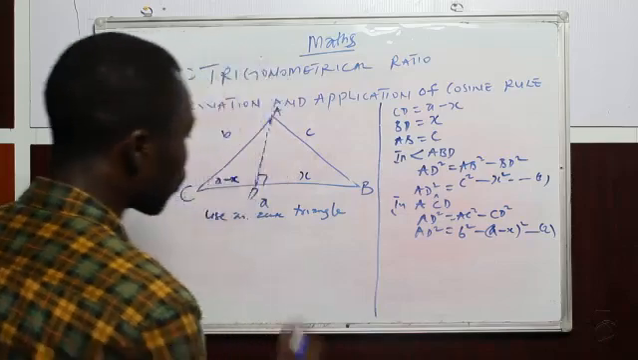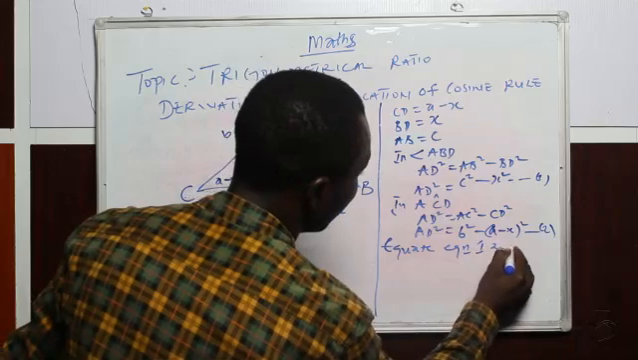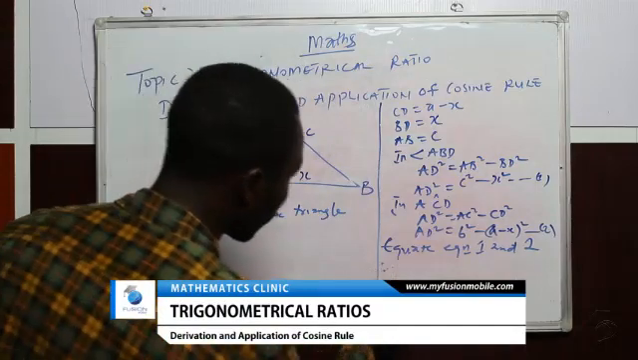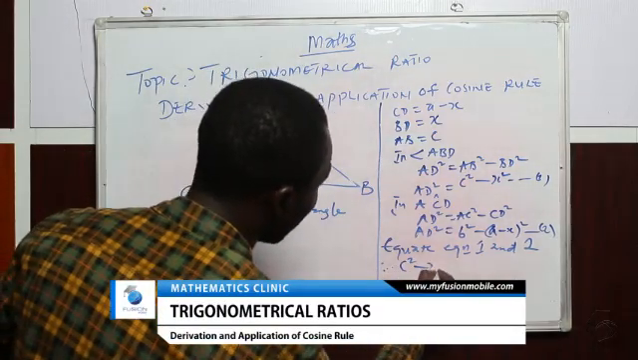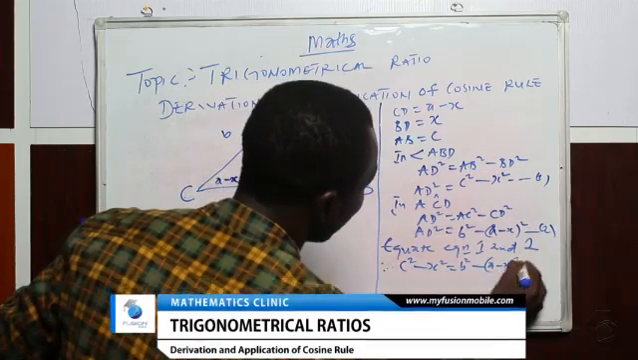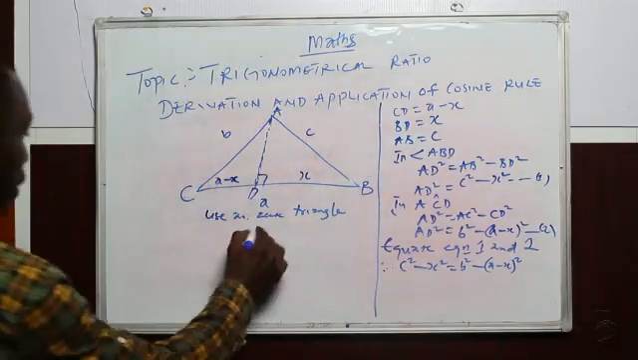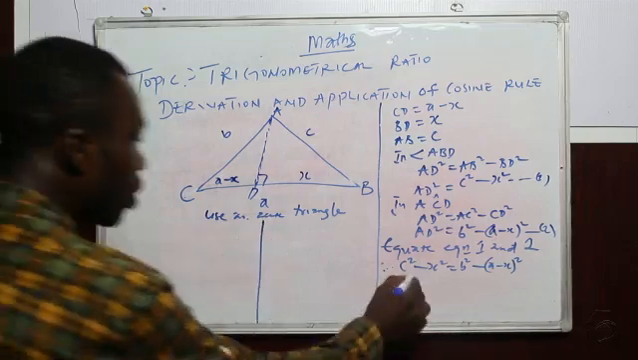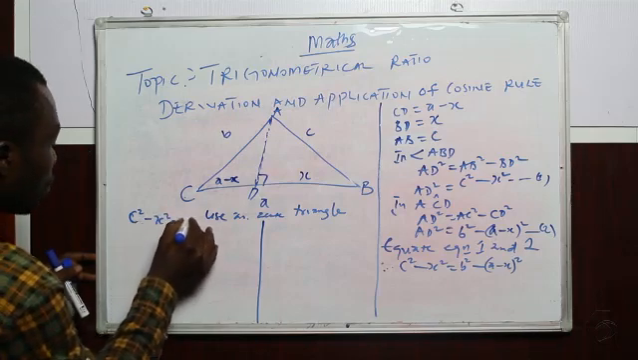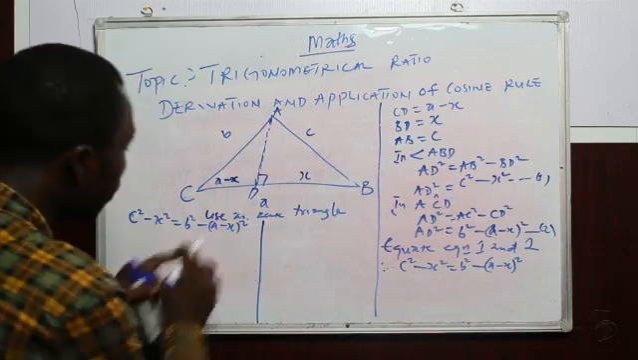Now, because they are equal, equate equation 1 and 2. Therefore, c square minus x square is equal to b square minus (a minus x) all square. This is equation 1 and this is equation 2. Let us continue from here. We have to open this bracket.